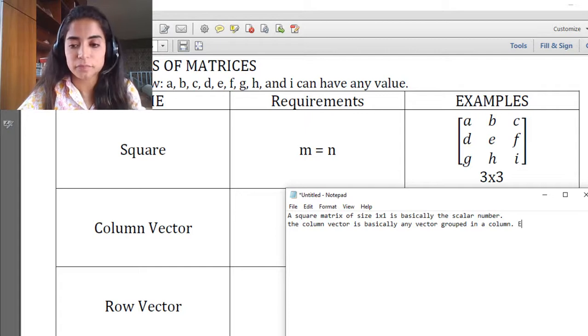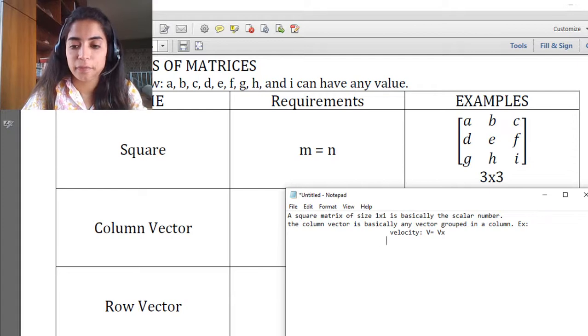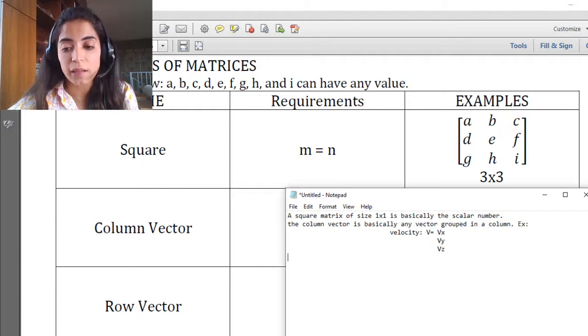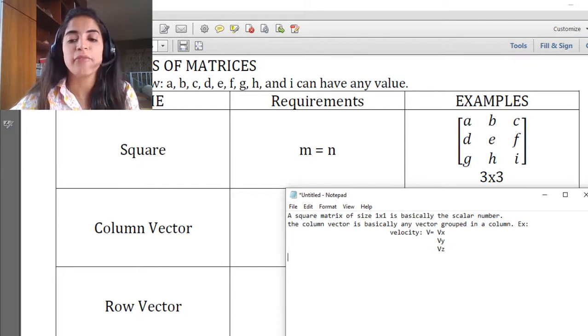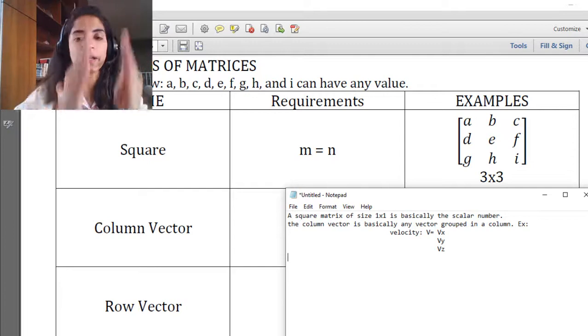Example, the velocity, guys. So the velocity v, let's say, is equal to vx, vy, and vz. So basically this velocity is grouped in a column, and it is called a column vector, since all the elements of this velocity are grouped in a column.